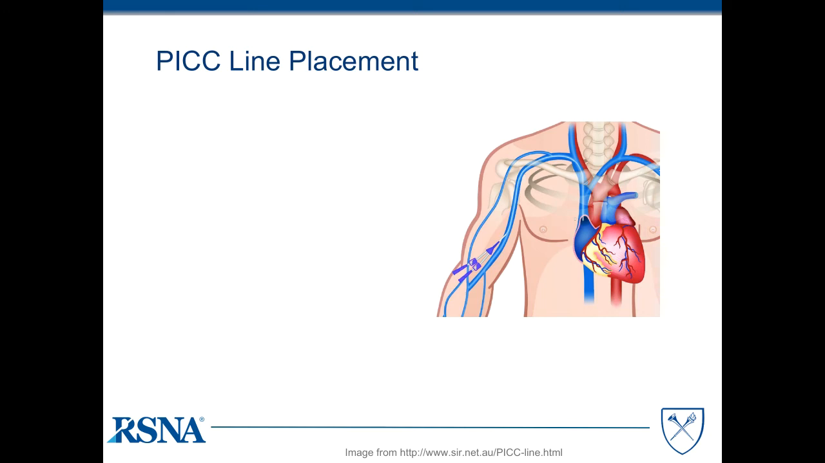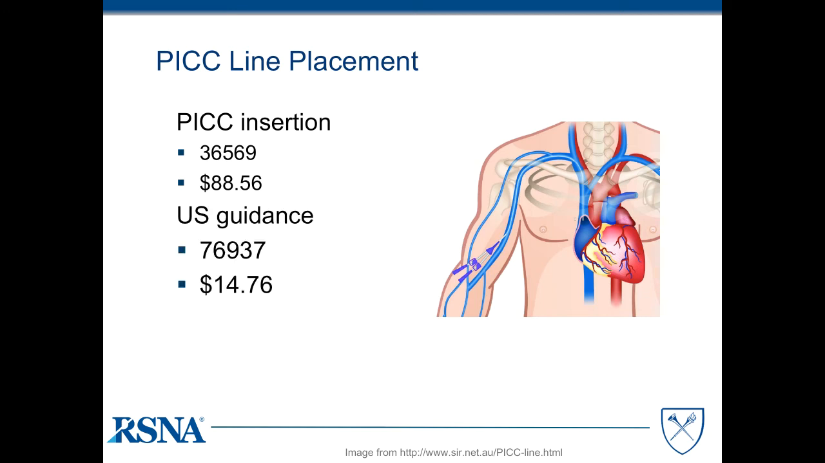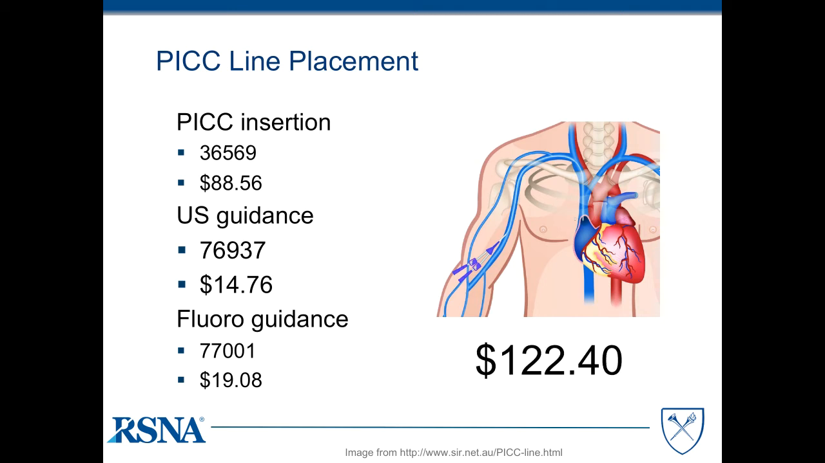But suffice it to say that when you perform a PICC line, as most of us do, you actually bill out 3 services. There's the PICC line itself, CPT code 36569, which pays about $88 to $89. There's the ultrasound guidance that you use to achieve your access, CPT code 76937, which pays you about $15. And the fluoroscopic guidance you use to navigate the catheter centrally, CPT code 77001, which pays you about $19. And in total, that gets you a bit more than $100 in payments from Medicare.